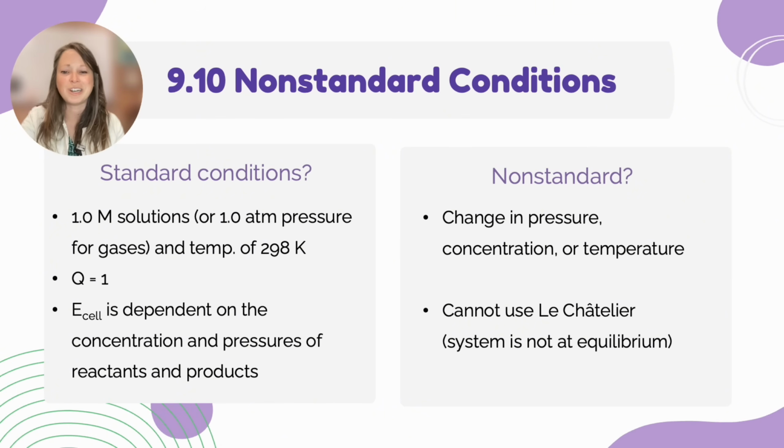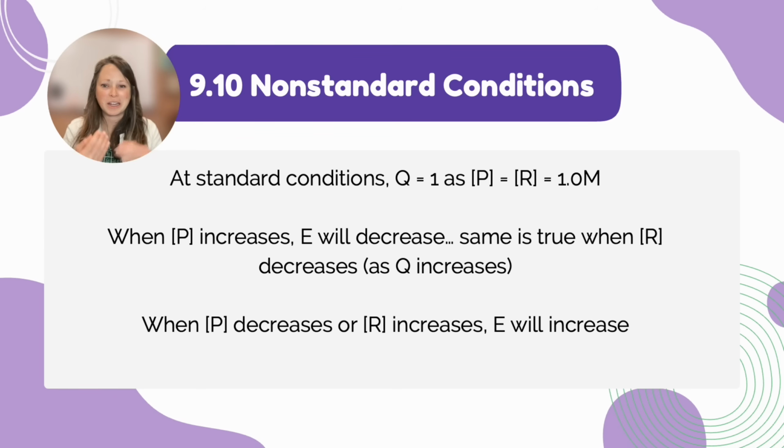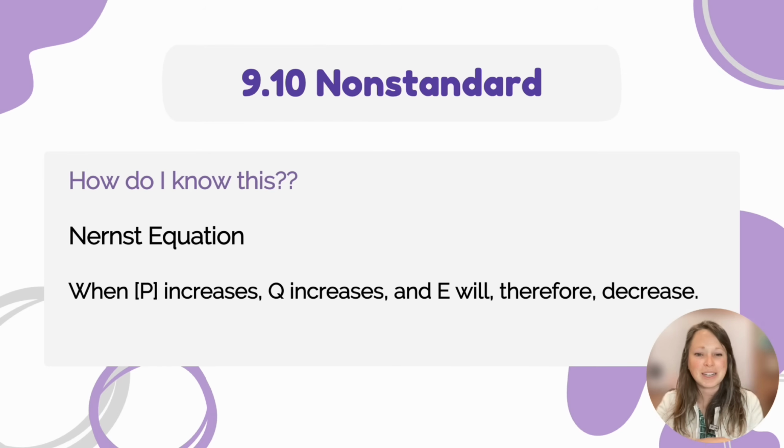Not an ideal situation. So this is another situation where you have to think, okay, if A changes, how's that going to impact B, which eventually impacts C, right? So at standard conditions, Q is 1 because the concentration of the products and the reactants is 1 molar. They're both equal. That's 1. So when the concentration of the products increases, E is going to decrease, because when the products in the numerator increase, Q increases. When we subtract that, our cell potential now decreases. Versus when the concentration of the products decreases or our reactants increase, E is going to increase because Q decreases.